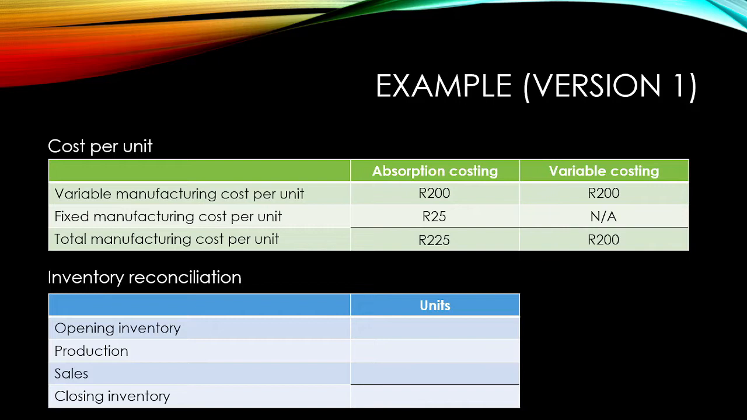To complete our stock reconciliation, the opening stock was given as 2,000 units. Production was given as 10,000 units and sales was also 10,000 units. We can then calculate our closing inventory as 2,000 units.